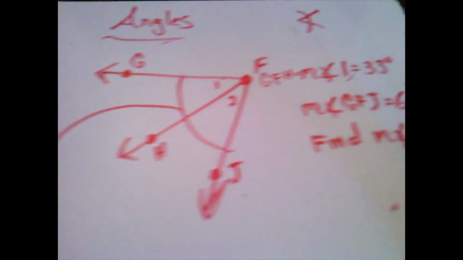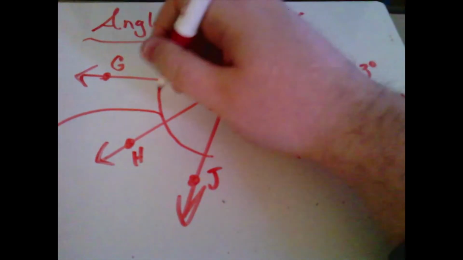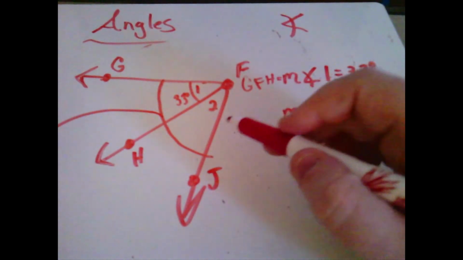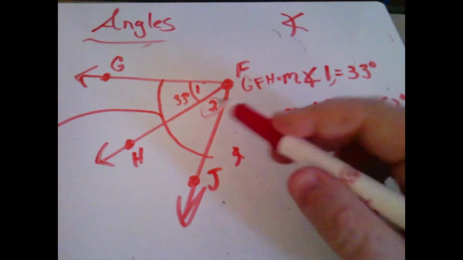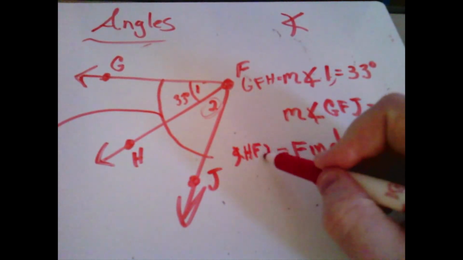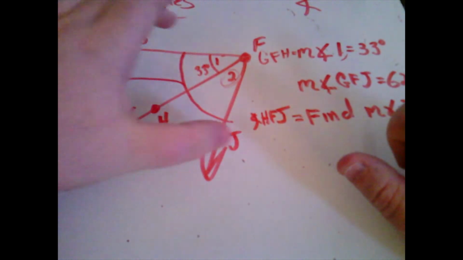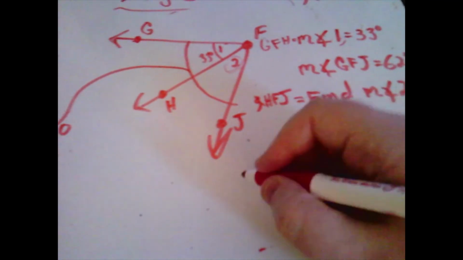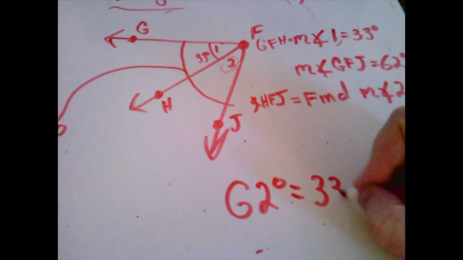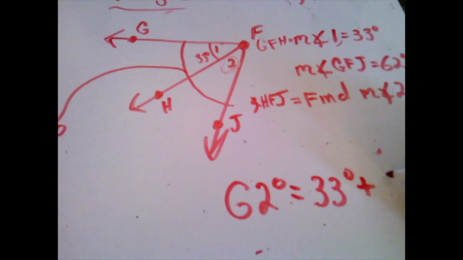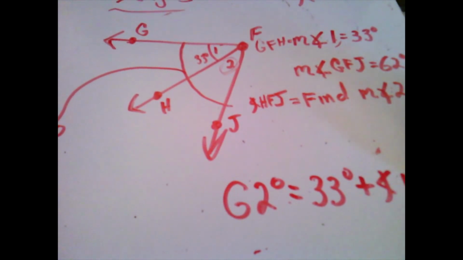Okay? So, and let me write in here, this angle right here between angle 1, that's 33 degrees. Our objective is to find out what is angle 2, otherwise known as angle HFJ. Okay? So, how are we going to find this out? Well, the whole thing is 62 degrees. So wouldn't 62 degrees be equal to the sum 33 degrees plus the unknown angle HFJ?